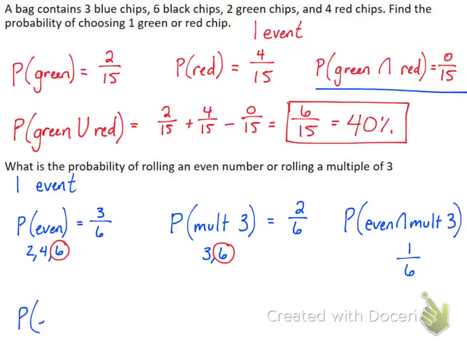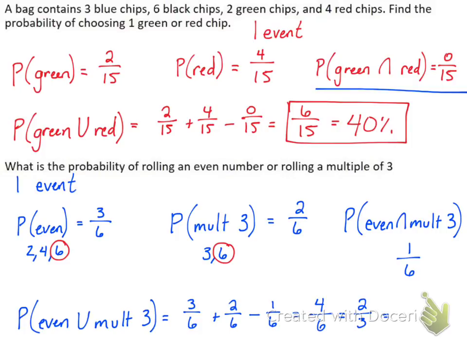So when I do my probability that I get an even or a multiple of 3, I'm going to end up doing 3 over 6 plus 2 over 6 and then minus 1 over 6. And so when I do that, 3 plus 2 gives me 5. 5 minus 1 gives me 4, so it's 4 over 6, which is the same thing as 2/3, or 66.7%.